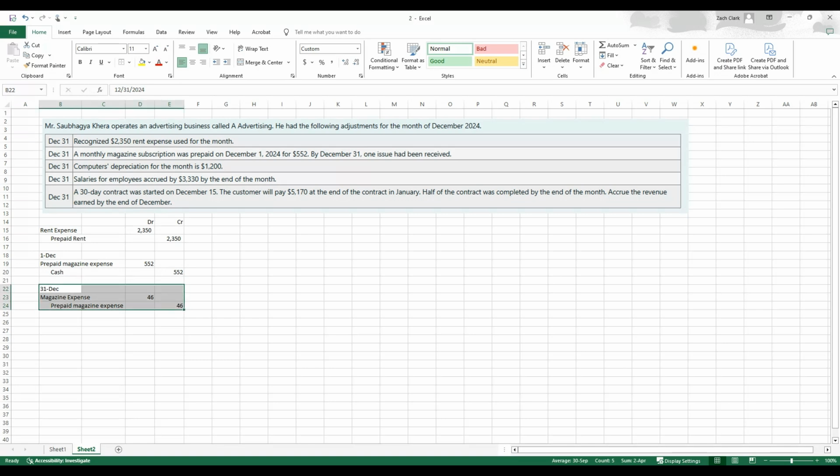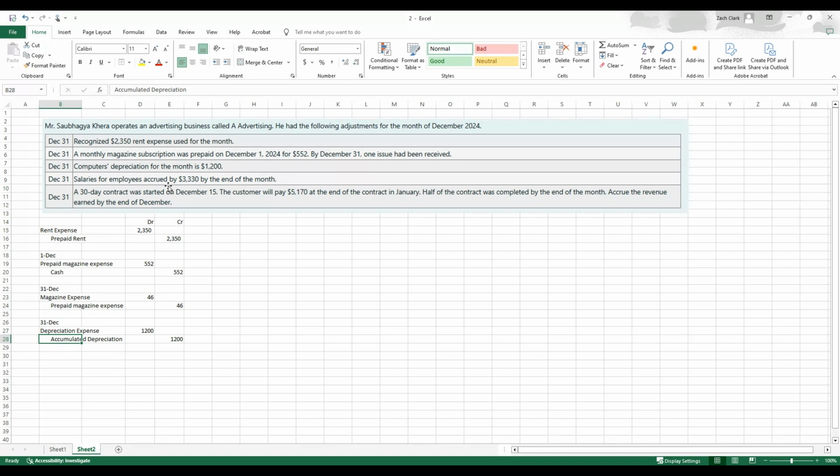Okie dokie. So the next adjustment, computer's depreciation for the month is $1,200. So again, we don't have to do any calculations on this. It just tells us, right? A lot of times we have to actually figure out what these would be, but they're taking it easy on us on this problem and just telling us it was $1,200. So we don't have to do the calculations and all that stuff. But the journal entry anyway, remember your expense, and then our credit will be to accumulated depreciation.